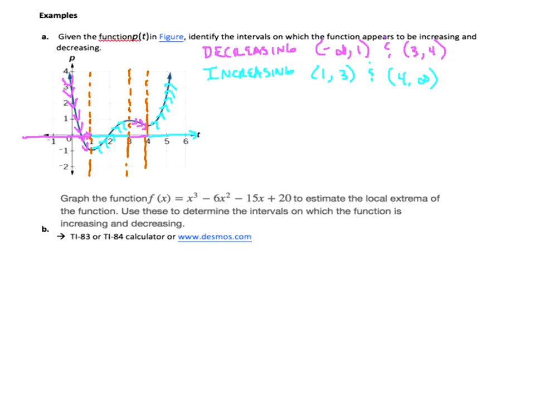And I'm also going to tell you how to calculate this on your graphing calculator. Do you have a TI-83 or an 84, Cyprian?